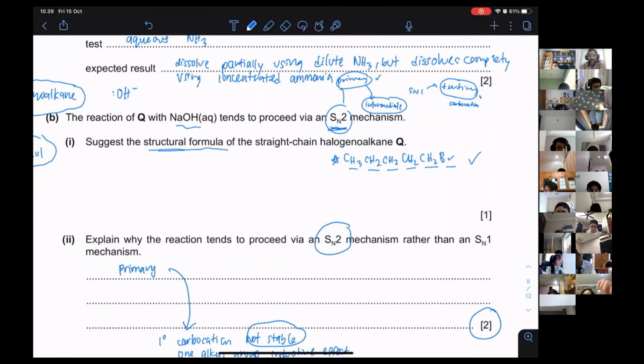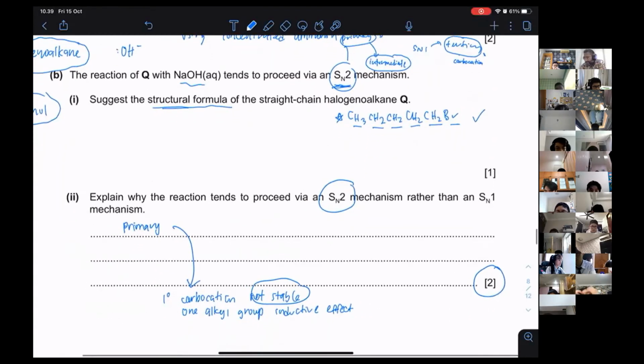You need to say there is only one R group, which is only one alkyl group, that will exert the positive inductive effect. What is the positive inductive effect? They are going to donate electrons. So only one group is exerting the positive inductive effect. In order to be stable, there should be more inductive effect, so in this case you do not have a stable carbocation. In order to get the full mark, you need to mention all this.